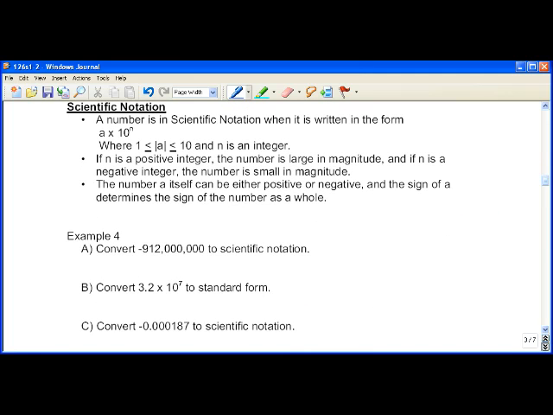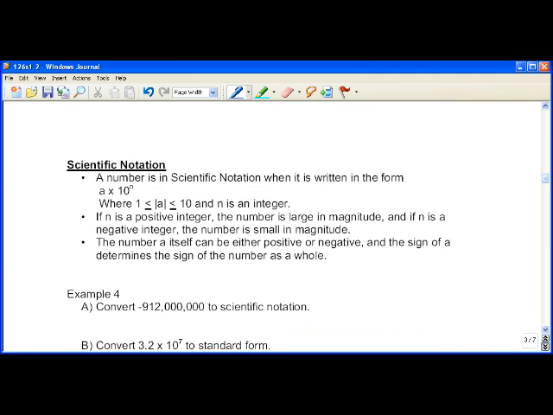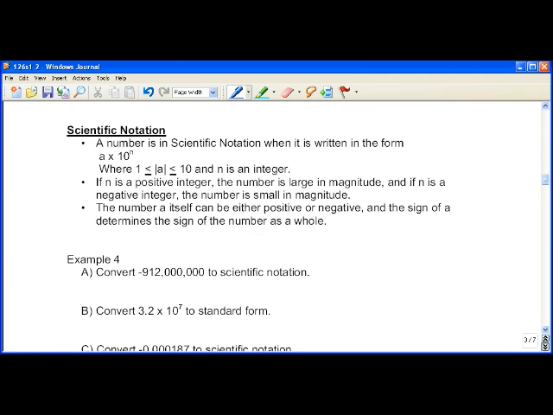Scientific notation. A number is in scientific notation when it is written in the form a times 10 to the n, where the absolute value of a is between 1 and 10. It shouldn't be inclusive of the 10. It's strictly less than 10. And n is an integer. If n is a positive integer, the number is large in magnitude. If n is a negative integer, the number is small in magnitude. The number a itself can be either positive or negative, and the sign of a determines the sign of the number as a whole. Okay.